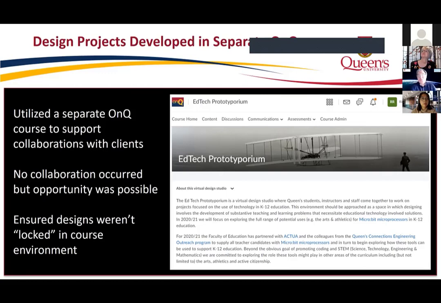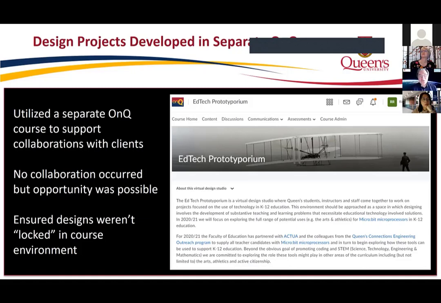So the Prototyporium, the name is there. I'll just say how we used some of the resources available. We utilized the separate space for collaboration with clients. Obviously, our in-house clients were able to access it. We still have not figured out how the clients outside, like Albert College, would. Really no collaboration with the clients occurred, so that was neither here nor there.